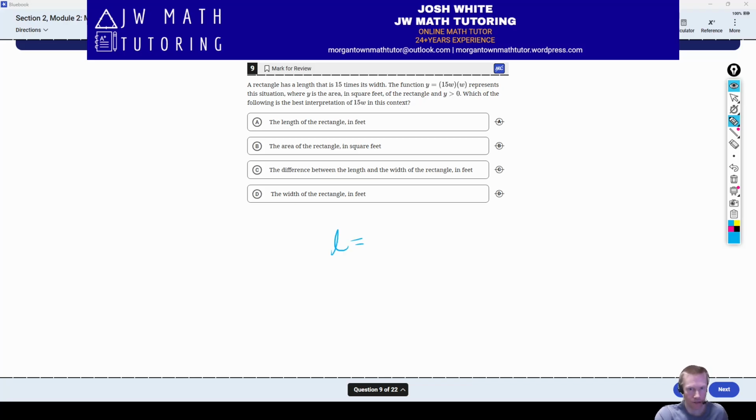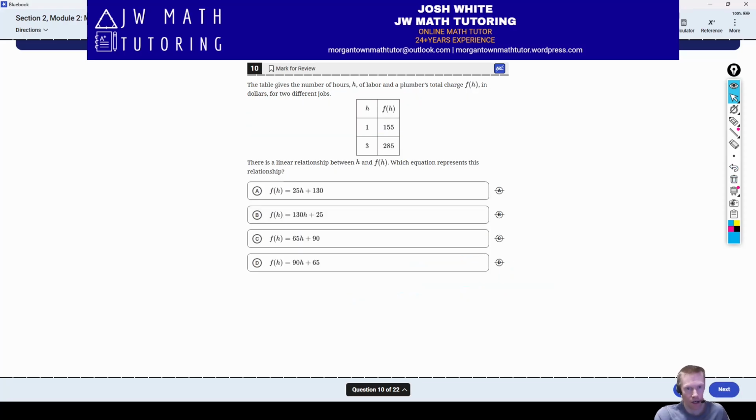Okay, so remember, length equals 15 times width. They tell you this is the area, so the area, of course, is length times width, so area is 15w times w. So the 15w here just represents the length of the rectangle in feet, and that's it. It's just answer choice A, just matching up the corresponding parts.